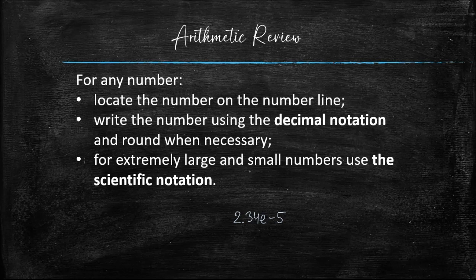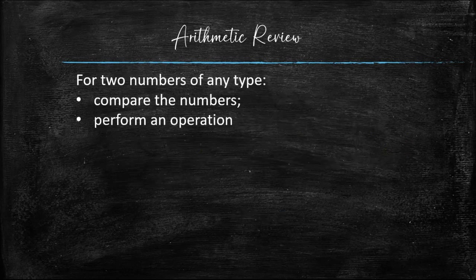Now, when it comes to two numbers, what is expected from you to do with two numbers? Presented with any two numbers of any two types or of the same type, you should be able to compare those two numbers. So how do we compare numbers? We locate them on the number line. Whichever number is to the left, that's the smaller number. Whichever number is to the right, that's the larger number. And if they coincide on the number line, then it is the same number.